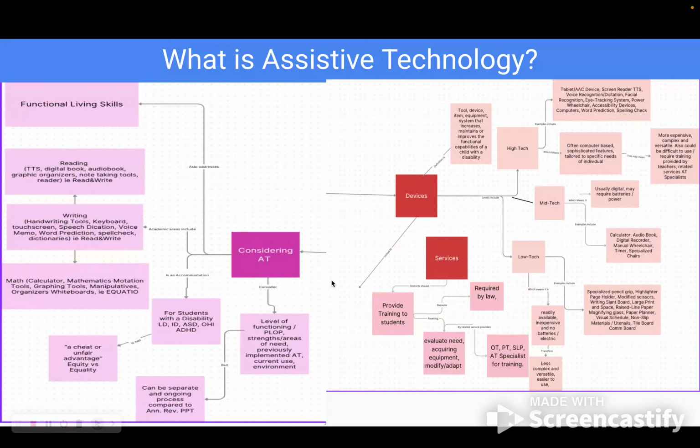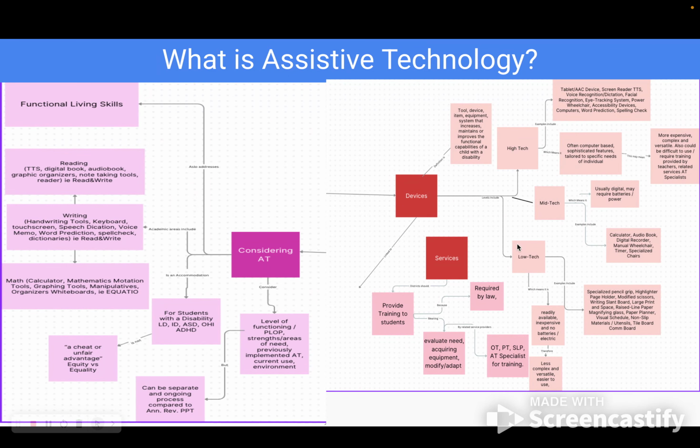So first, we should consider what is assistive technology. Assistive technology is a tool, device, item, equipment, or system that increases, maintains, or improves the functional capabilities of a child with a disability. There are three levels of assistive technology: low-tech, mid-tech, and high-tech items.